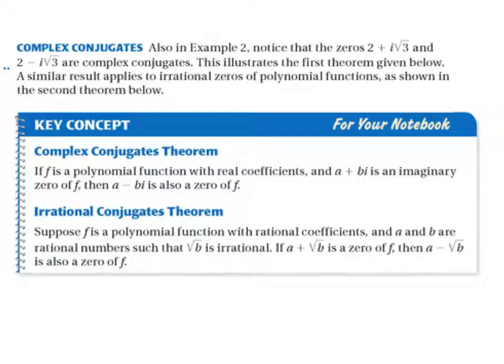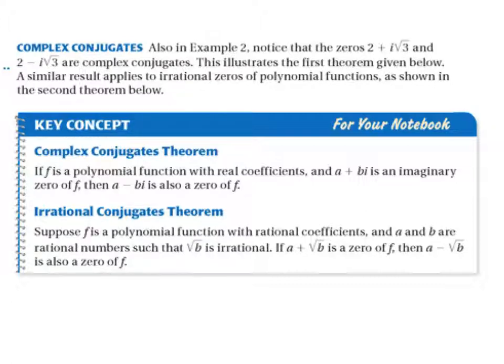All right, Algebra 2, we are going to work further on section 2.7, part 2, talking about complex conjugates. Also in example 2, notice that the zeros, 2 plus i square root of 3 and 2 minus i square root of 3, are complex conjugates. Notice they're the same, they only differ in the plus and the minus. This illustrates the first theorem given below.